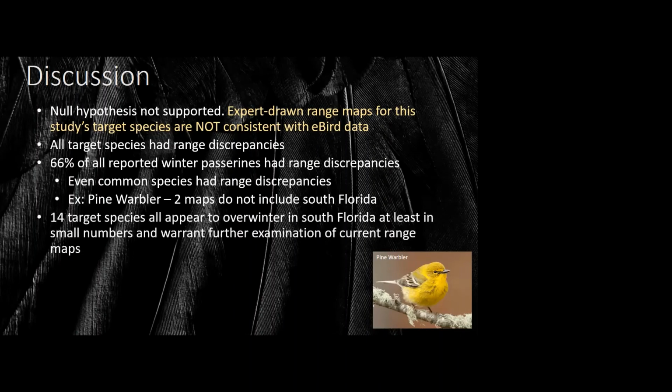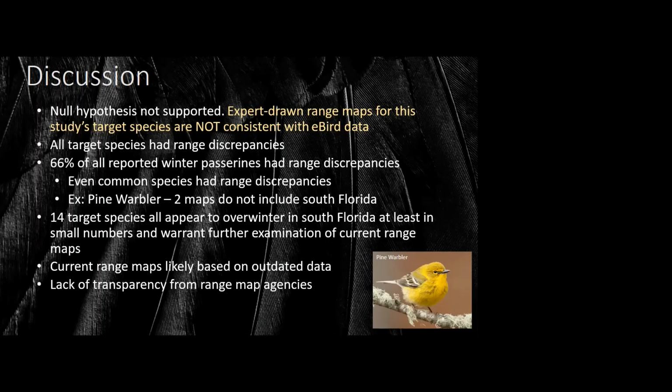The 14 target species all appear to overwinter in South Florida, at least in small numbers, and warrant further examination of current range maps. As I said, that 15th, the gray-cheeked thrush, was a question mark just because the sightings were so rare. And the current range maps are likely based on outdated data. It's also further concerning, as I mentioned earlier, that there's a complete lack of transparency from these agencies that are creating the range maps in terms of how often they're updating them, where they're pulling their data from, and who is the person in charge of curating them.